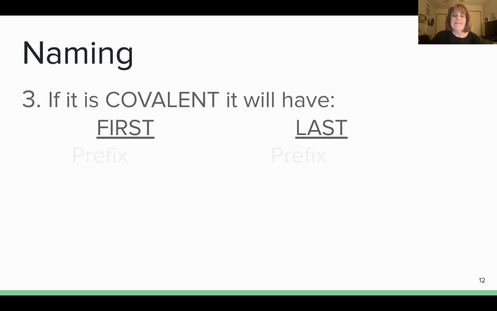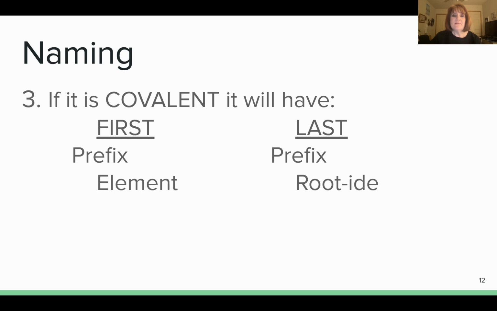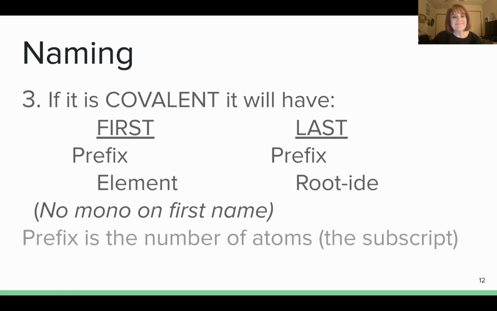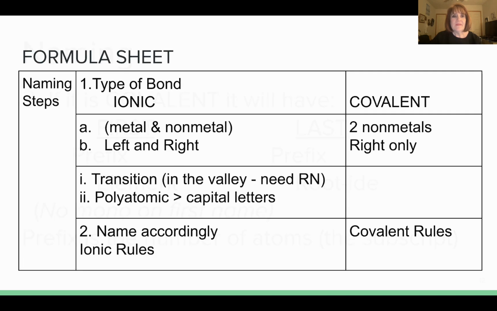If it's covalent, again, it's going to have a first name and a last name. It's going to have a prefix element for the first name and a prefix root-ide for the last name. But no first name ever starts with mono, but the last name could. The prefix, remember, is the number of atoms. It's the subscript. Be sure that you update your formula sheet on the steps for naming.